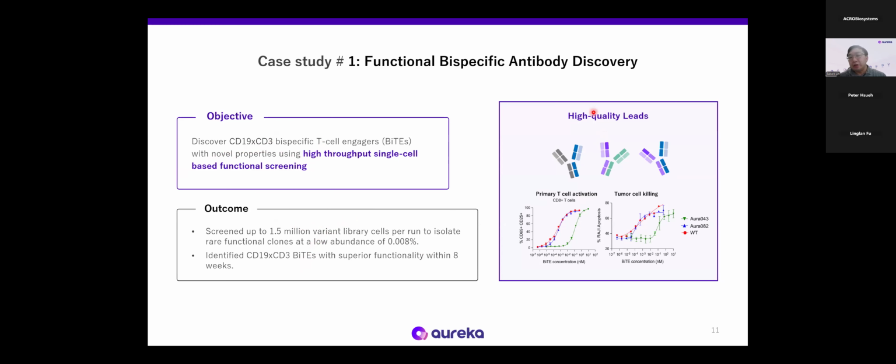As you can see, the candidates we screened out can be picked up for potential functional assays, and we can see that they show pretty good consistency and a very good performance compared to the wild type control here.